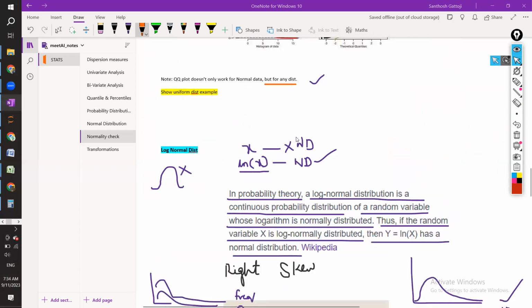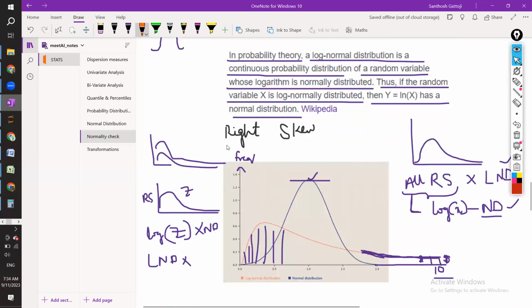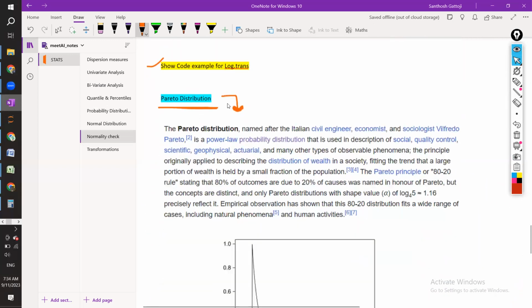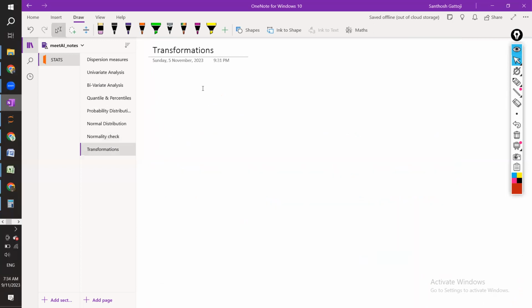So fine, guys, go through the concepts. The only thing I would say is practice some QQ plots. That is important. Log normal you will not find that often, but QQ plots are very important. Practice the QQ plots and try some examples. Tomorrow we'll start with the Pareto and see an important concept, that is transformations.